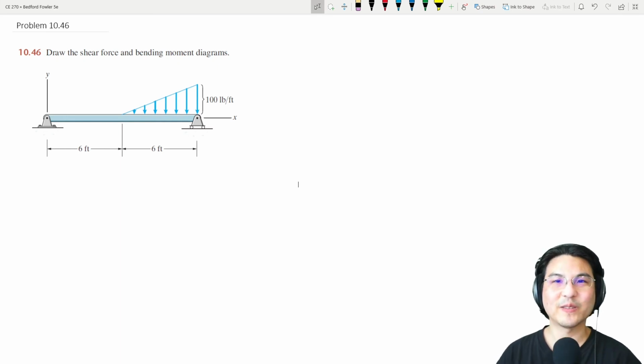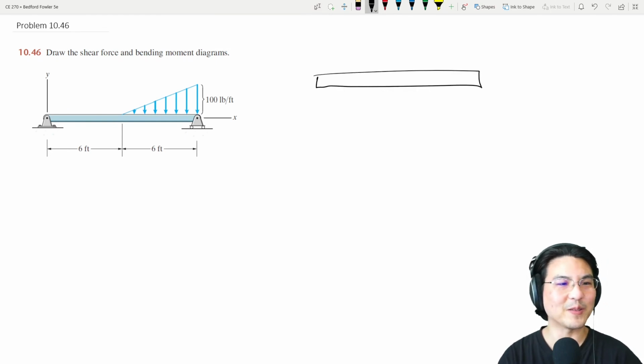Hey everybody, let's try this problem. So let's start with solving for the reactions at those supports. Let me just label, I'll call this pin A and roller B.